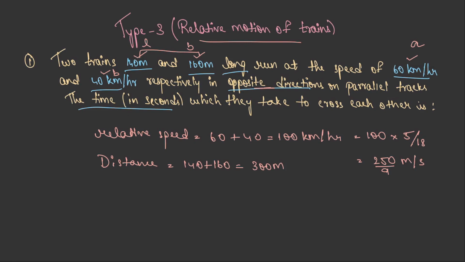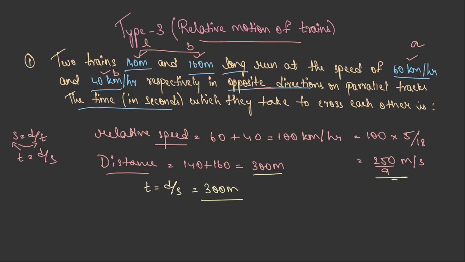Now, we have got the speed and we have got the distance. What we have to do again is, we know the formula speed is equal to distance by time. So time will be distance by speed, as we have interchanged both of these. That will be, the distance is 300 meters as we have seen here, and the speed is 250 divided by 9.